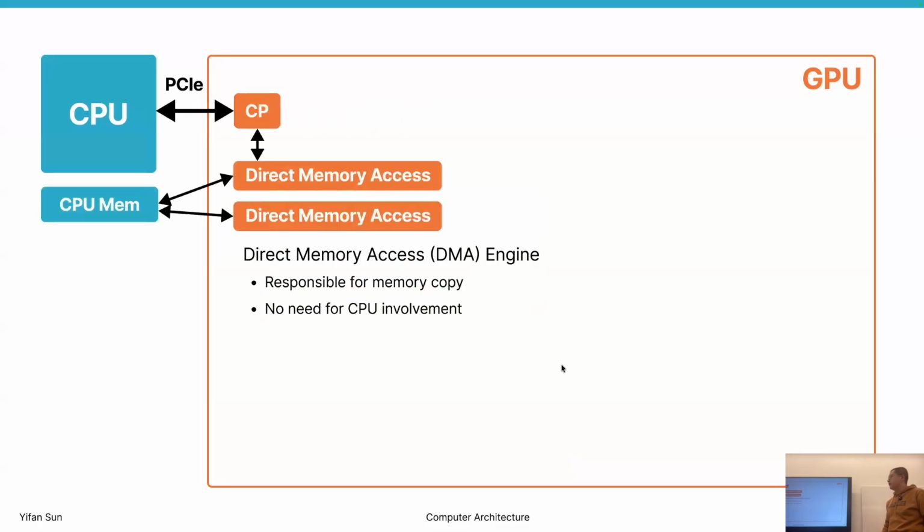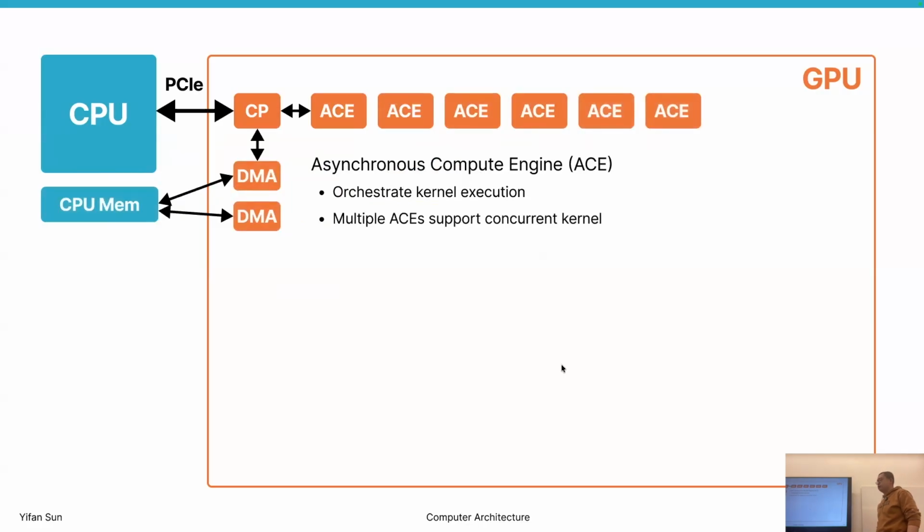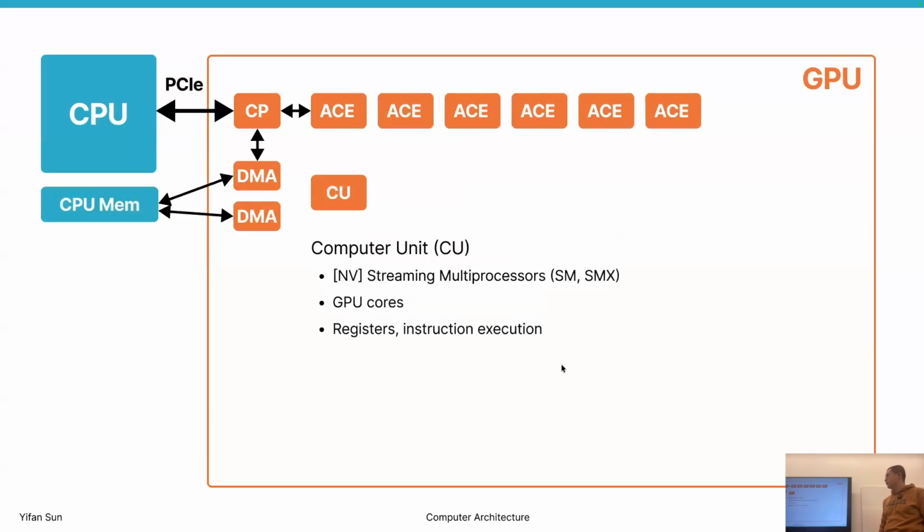Then we have the direct memory access, or DMA engine, which is responsible for copying data between the CPU and GPU. There are 2 of them so that bidirectional copy can happen at the same time. Then we also talked about the asynchronous compute engine, which is supervising the kernel execution process in a GPU. Then there are multiple ACEs so that multiple kernels can run at the same time.